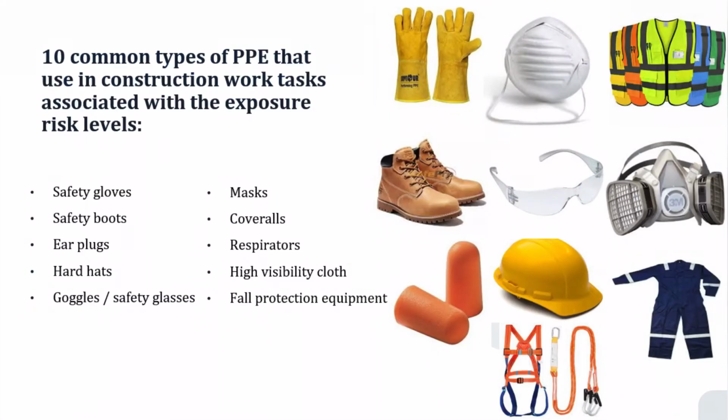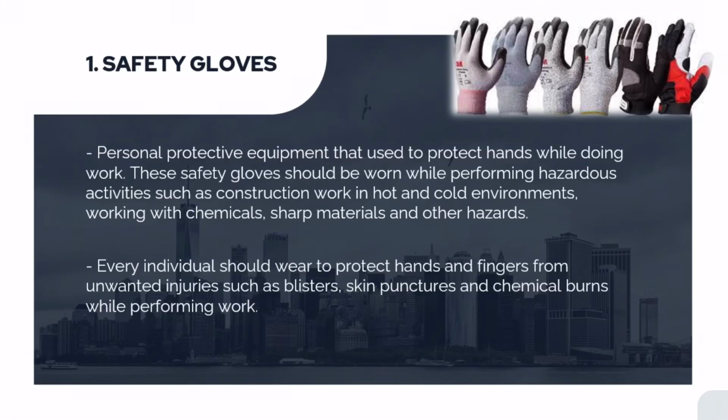As we can see, there are 10 common types of PPE that we use in construction works, such as safety gloves, safety boots, earplugs, hard hats, goggles or safety glasses, masks, coveralls, respirators, high visibility clothes, and fall protection equipment. The first one is safety gloves.